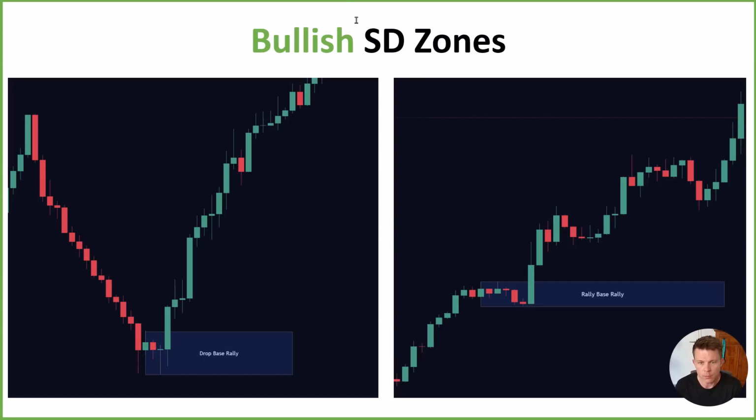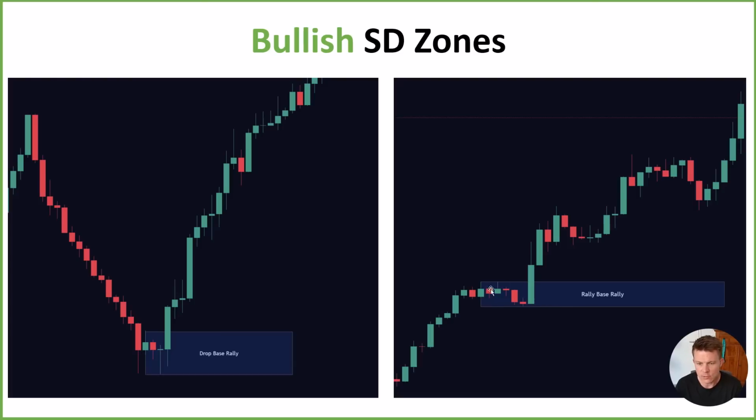And when we talk about bullish zones, there are two types. We call them drop-base rally, because we are coming here from a downtrend. We have a little bit of a base here, a sideways move, and then the market is accelerating higher. So those are essentially turning points. The other type is the rally-base rally. So we're coming from an uptrend, the market is pausing here briefly and then shooting higher. So this is a continuation type of supply and demand zone.